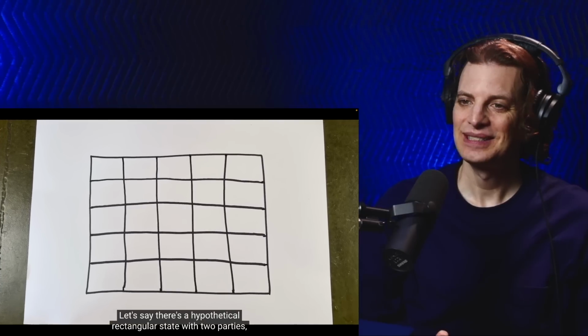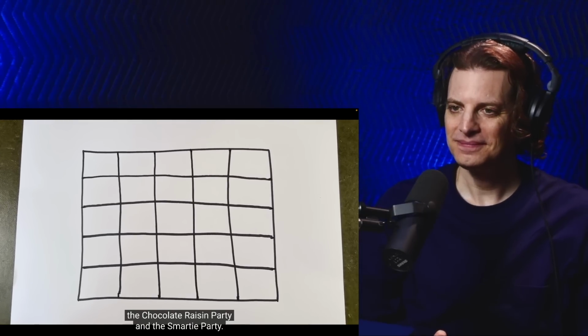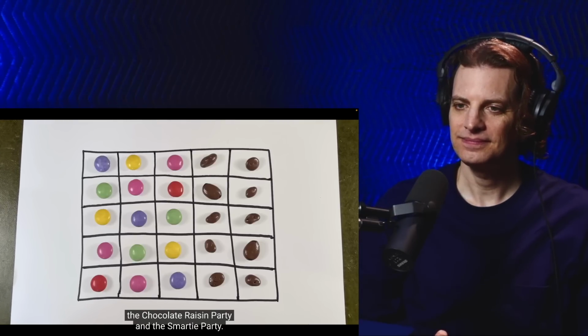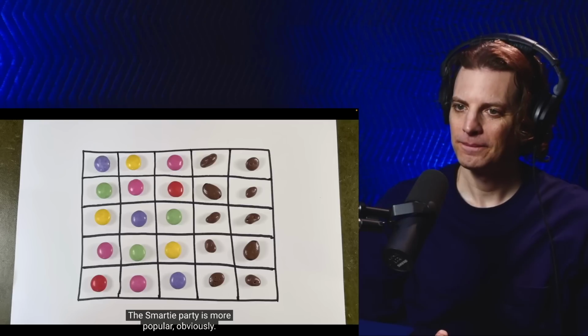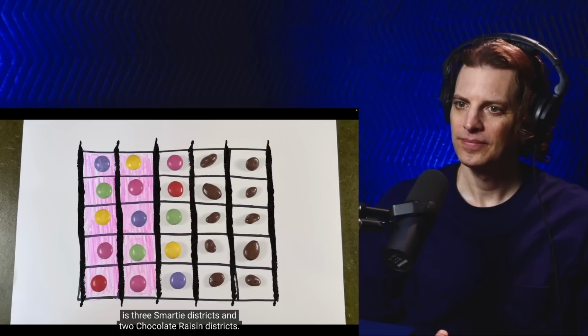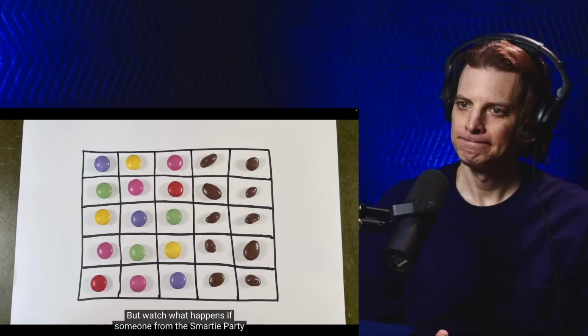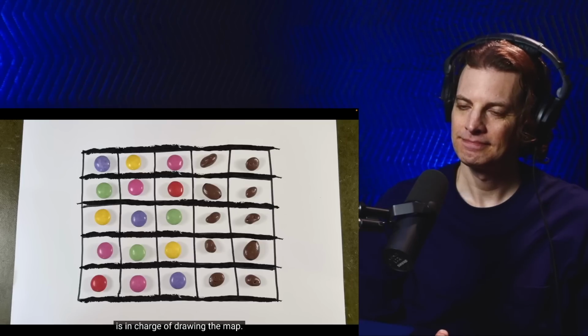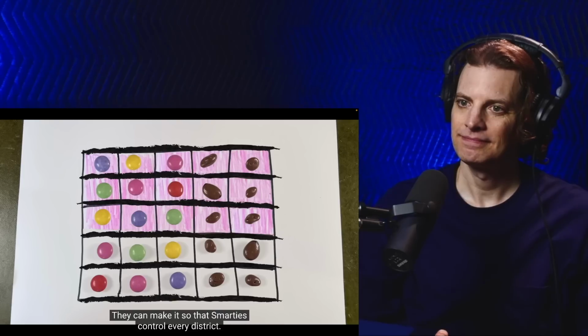Let's say there's a hypothetical rectangular state with two parties, the Chocolate Raisin Party and the Smarty Party. The Smarty Party is more popular, obviously. A fair result that you'd expect is 3 Smarty districts and 2 Chocolate Raisin districts. But watch what happens if someone from the Smarty Party is in charge of drawing the map. They can make it so that Smarties control every district.